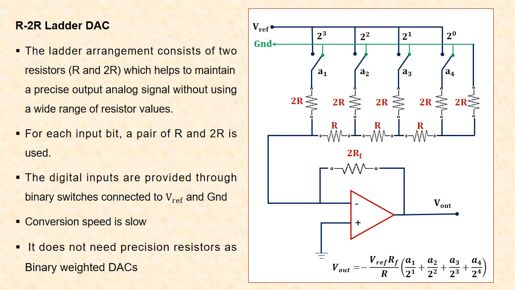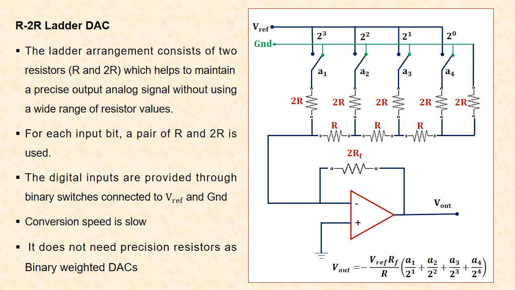Next is R-2R ladder DAC. Here the ladder arrangement consists of two resistors R and 2R which helps to maintain a precise output analog signal without using a wide range of resistor values. Here for each input bit a pair of R and 2R is used.